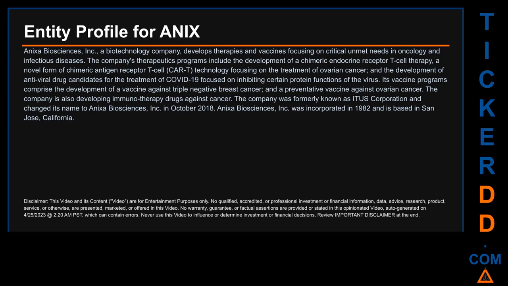Its vaccine programs comprise the development of a vaccine against triple-negative breast cancer and a preventative vaccine against ovarian cancer. The company is also developing immunotherapy drugs against cancer. The company was formerly known as ITIS Corporation and changed its name to ANIX Biosciences, Inc. in October 2018. ANIX Biosciences, Inc. was incorporated in 1982 and is based in San Jose, California.